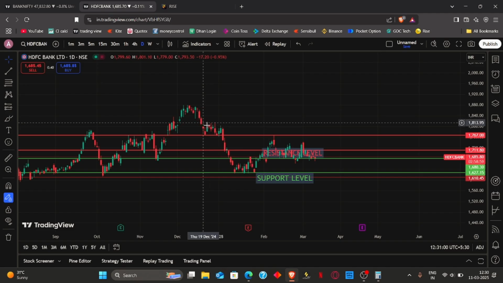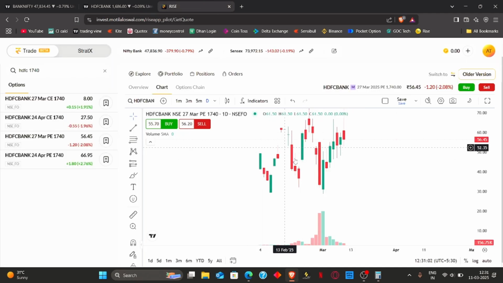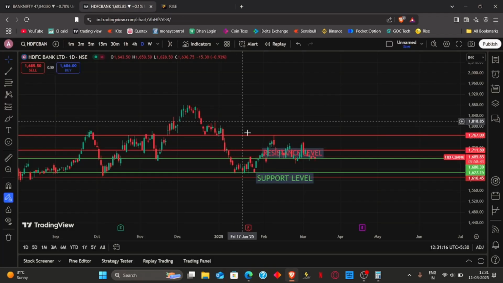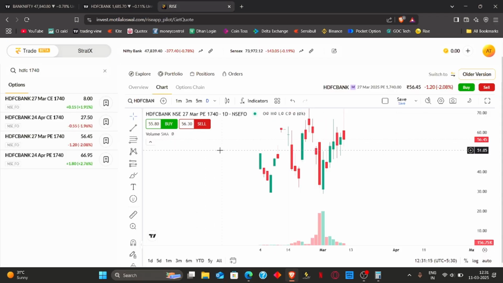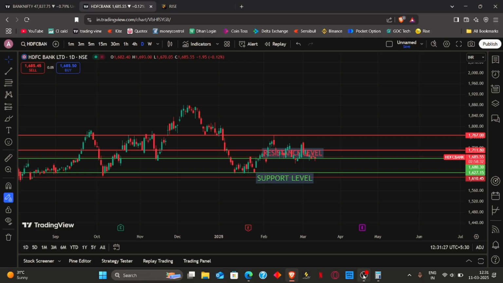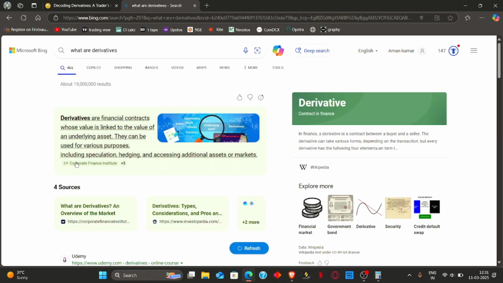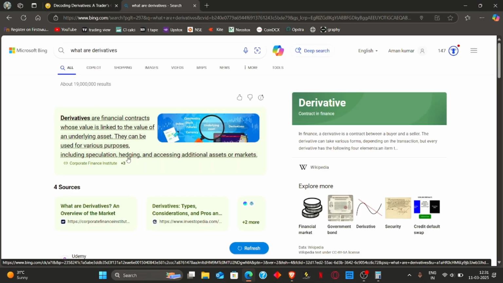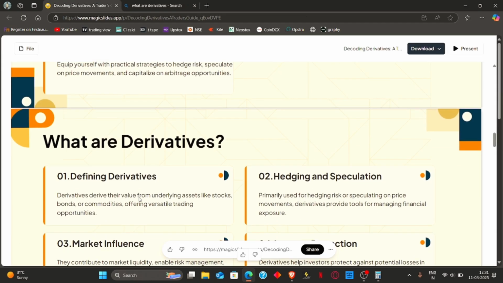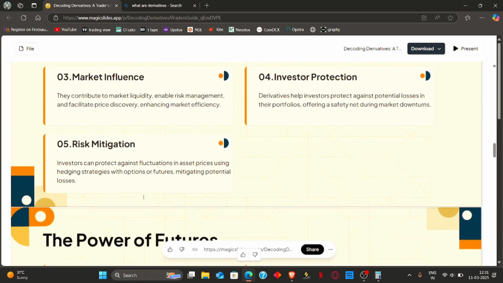If the bank is moving in the downward direction and we have a futures contract bought over here, we can simply use this options contract as the hedge position for the futures contract that we have bought before in the market, thus creating a hedge position and reducing our risk of losses. That's how we use derivatives as hedges, including speculation, hedging, and accessing. That's how hedging is decoded in the derivatives market.